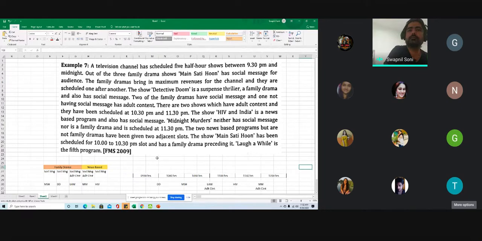Now, in this question, when I go through, there's information about timing, there's a show, there's a family drama type, there's a news-based type, there's a detective. They have given the name of the shows that they want to play, and they have said the kind of show they are: the suspense thriller, family drama with social message, with no social message, with adult content, and things like that.